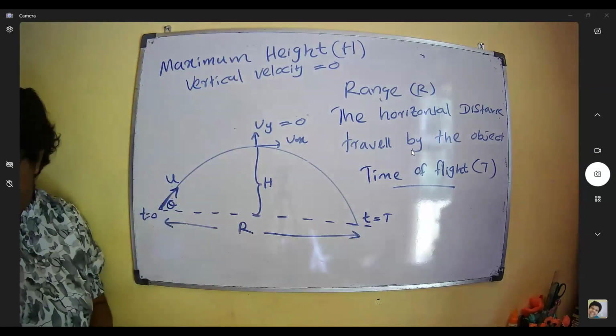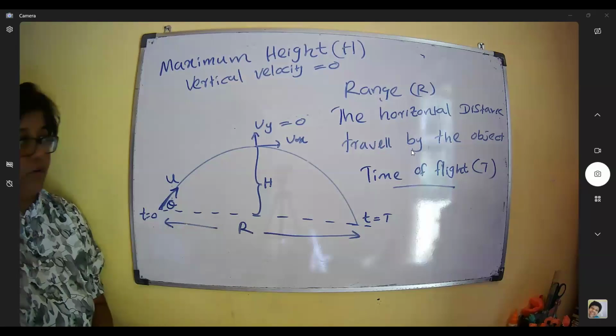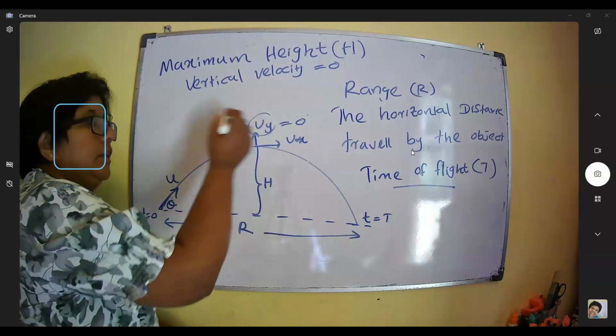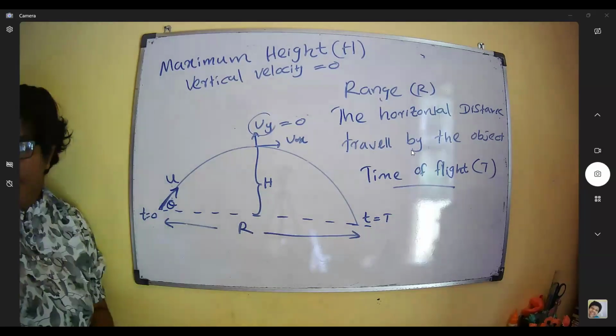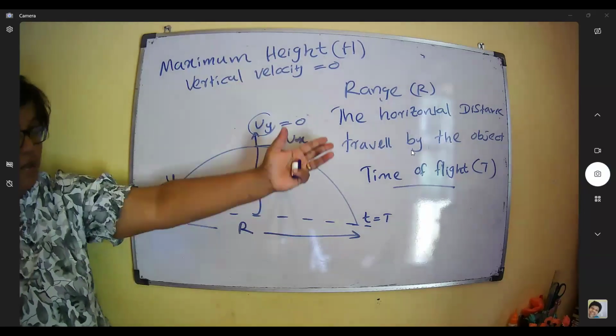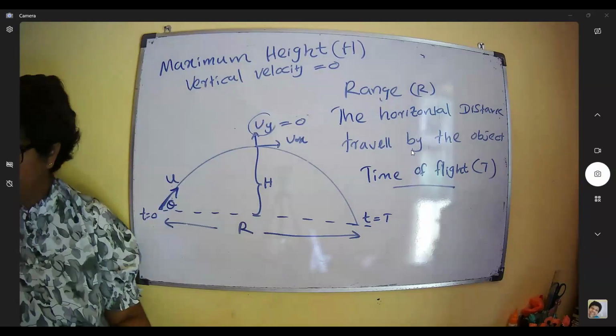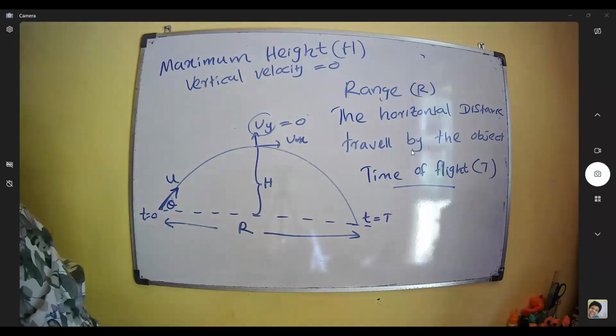The total time the projectile stays in air depends on the vertical component of velocity. It varies with the vertical velocity, right? These are the words: maximum height, range, and the flying time. The questions can ask what is the range, what is the maximum height, or the flying time, like this, right? We will see our problem.